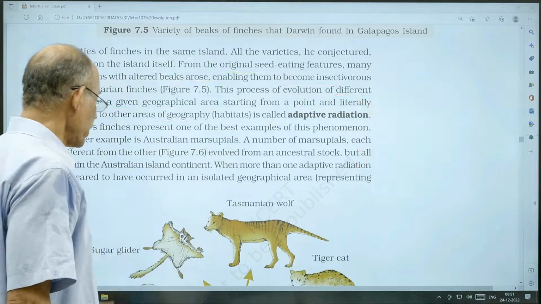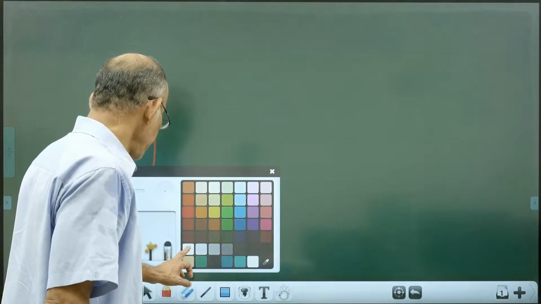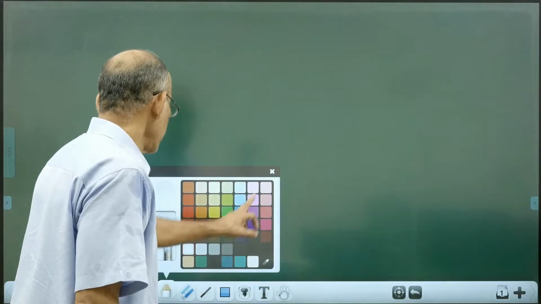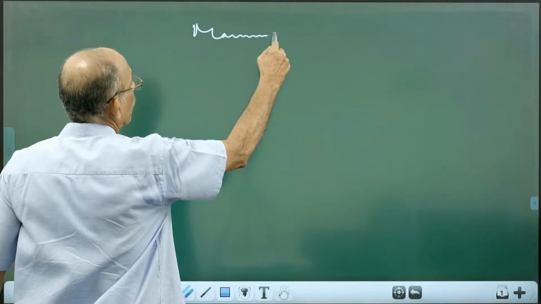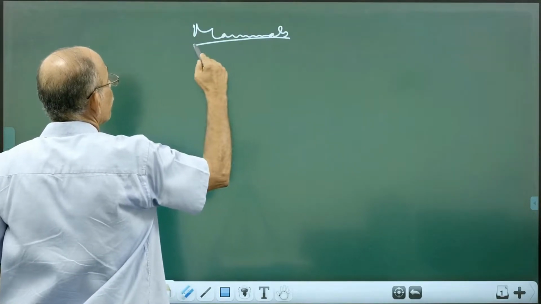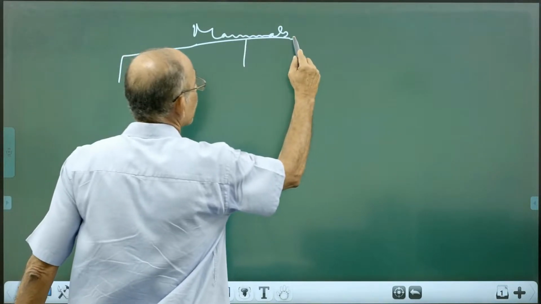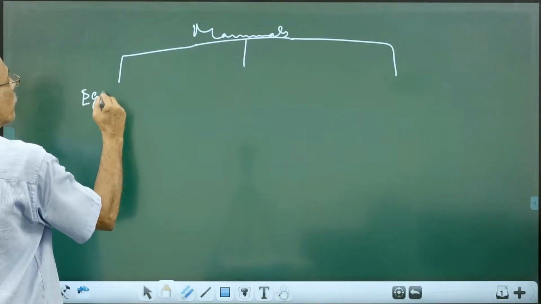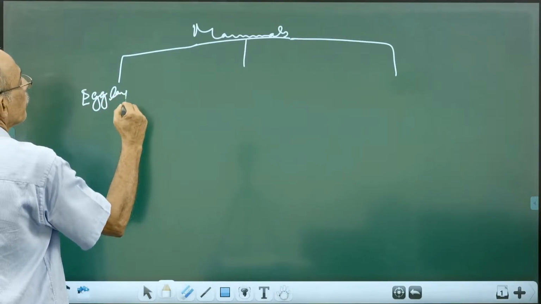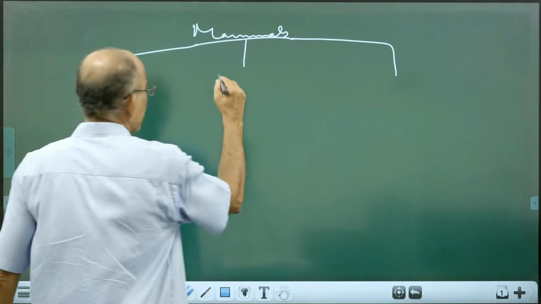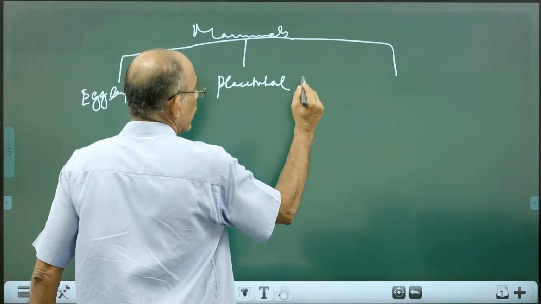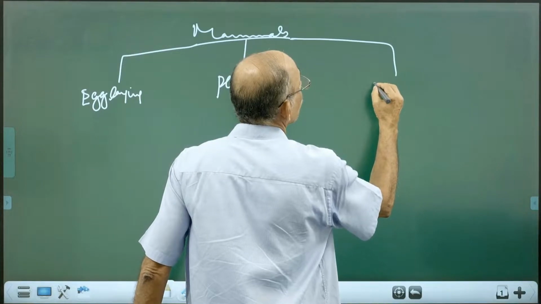Another example of this, the best example, is Australian marsupials. Australian marsupials were mammals. Actually, there are three classes of mammals. One is egg-laying, second is placental, and the third is pouched mammals.